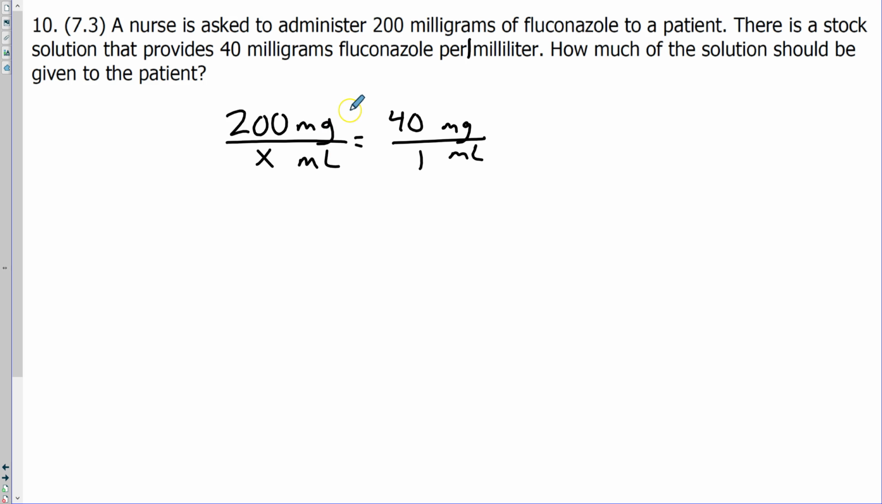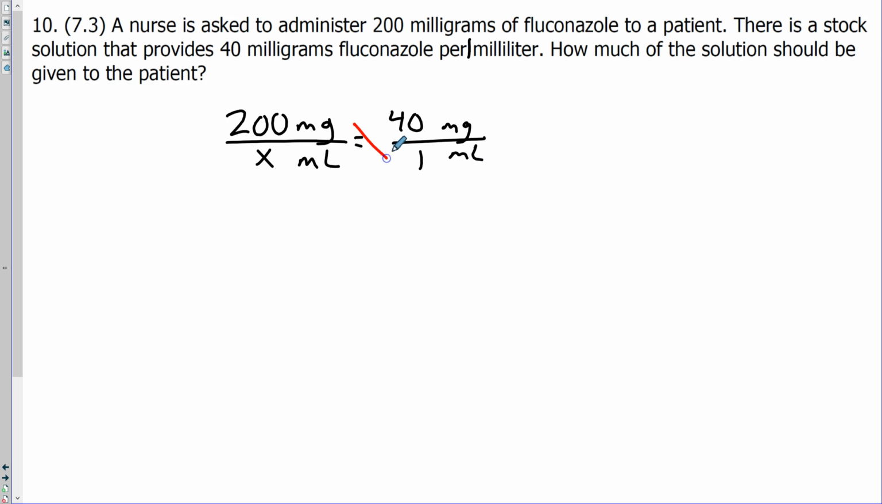So units can help us with that. If you notice I wrote milligrams and milliliters, that's to make sure that I set them up both the same way. So milligrams on top, milliliters on the bottom. You could have done yours differently. Milliliters on top, milligrams on the bottom. It would be the same thing.